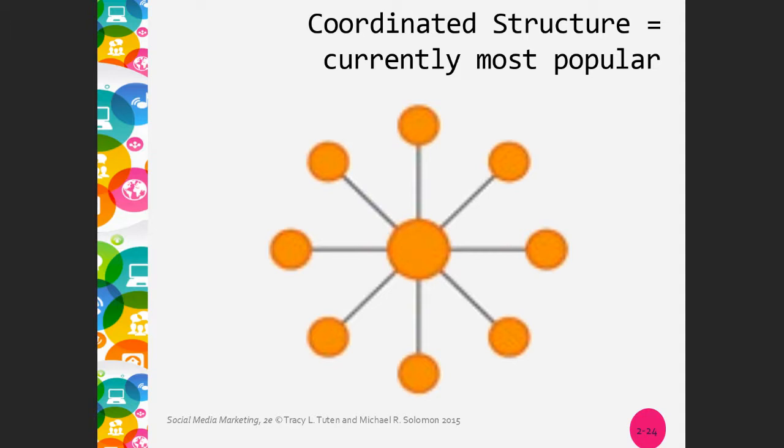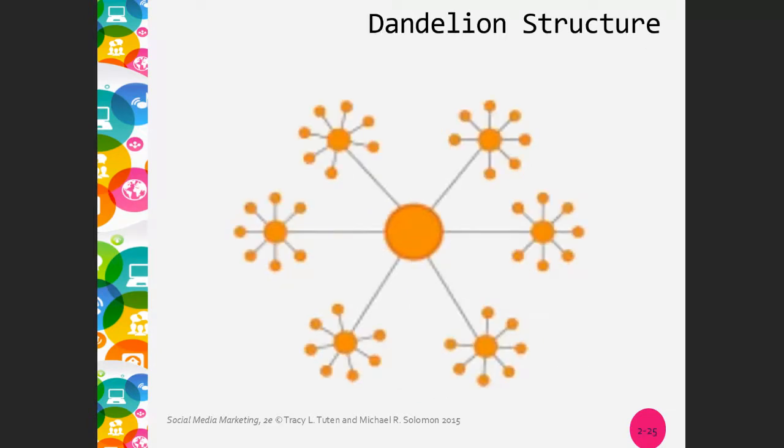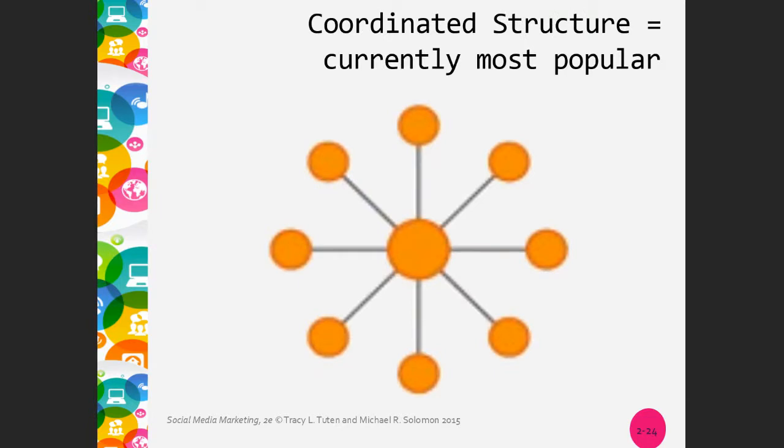Coordinated structure is the most popular, where you have a bunch of different people in different departments, different places with the ability to post. It's coordinated through a central person, but maybe they don't Bigfoot everything. They still allow them to use their individual creativity to post. Then we have the Dandelion structure, where each department has people that are submitting posts, and they submit it to some other authority. And of course, by the time it gets out, it might not even be useful anymore because it worked too slow. So that's why a coordinated structure is currently the most popular.